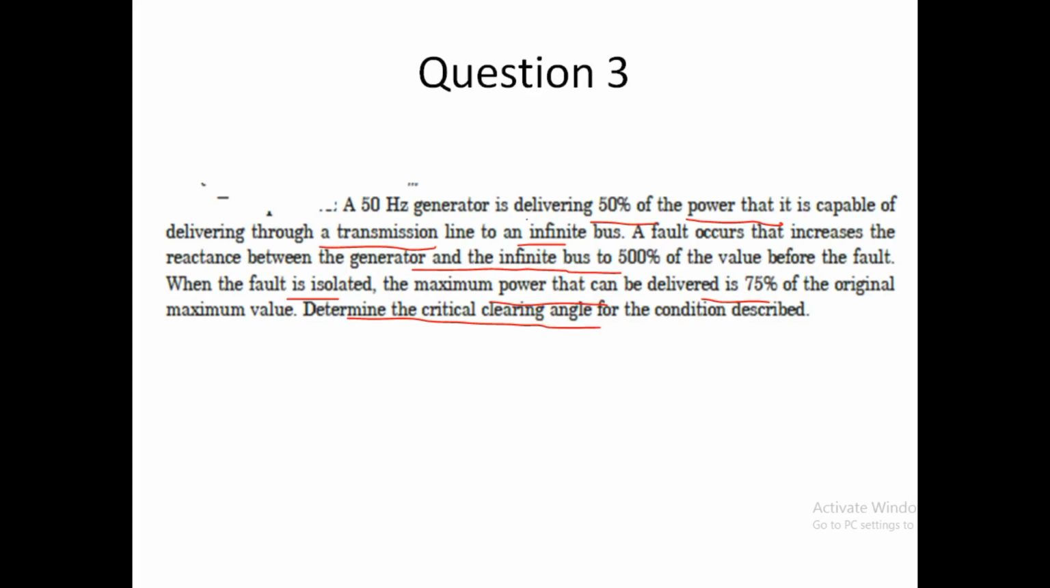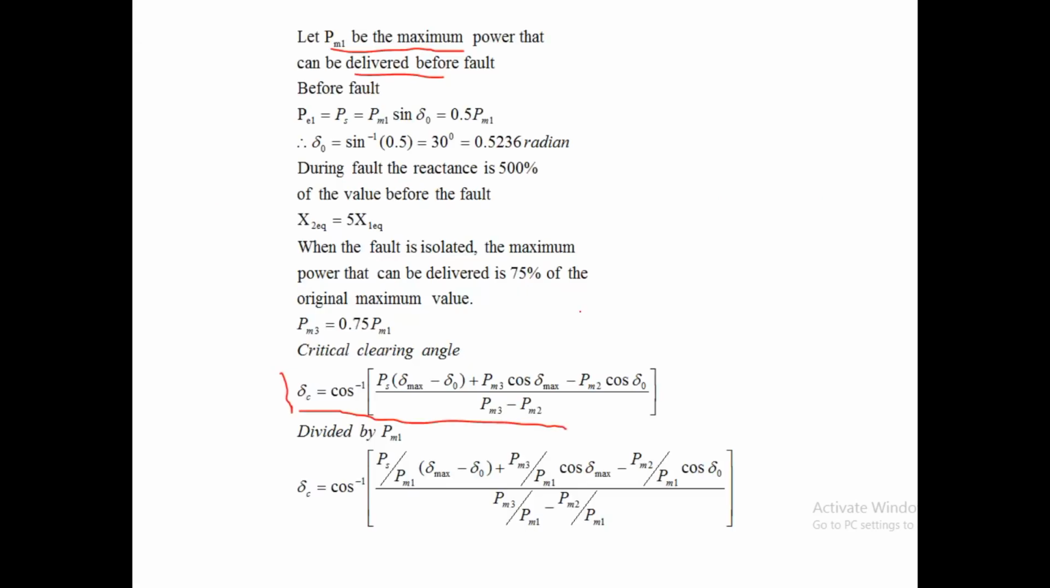Before the fault, a generator is delivering 50% of the power that it is capable of delivering through a transmission line. So if the maximum power that can be delivered is PM1, then its 50% is delivered before the fault. That means PE1, the electrical output before the fault, is equal to PS. Before the fault this will always be equal. Electrical output P1 equals mechanical input PS, equal to PM1 into sine delta 0, which is equal to 50% of PM1, 0.5 into PM1. From that you can find delta 0 equal to 30 degrees or 0.523 radian.